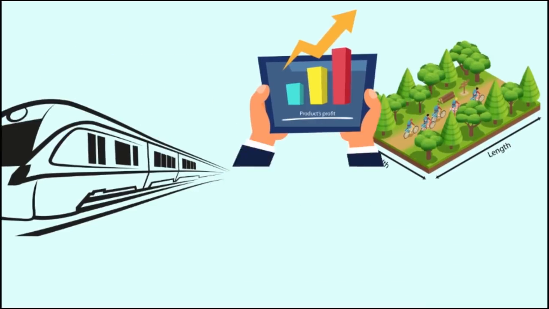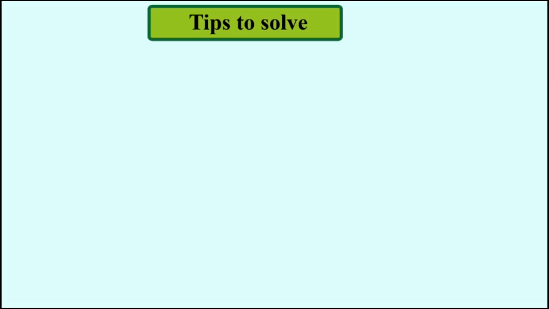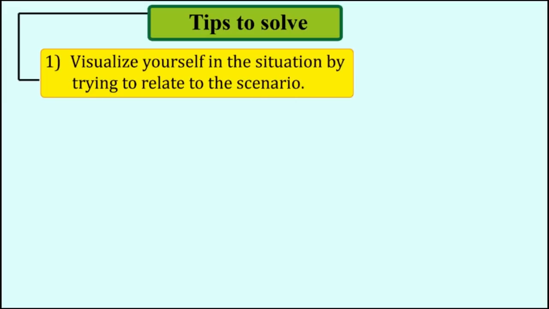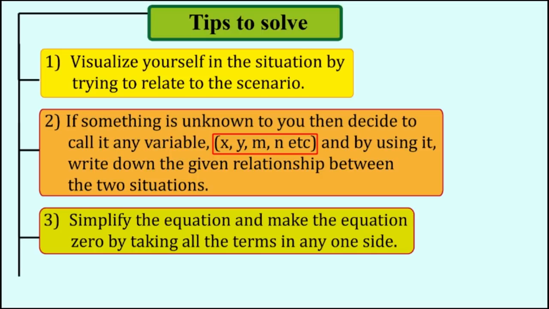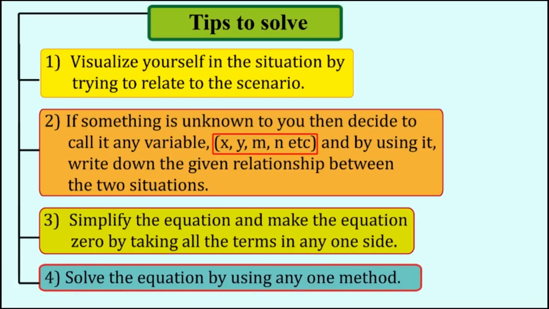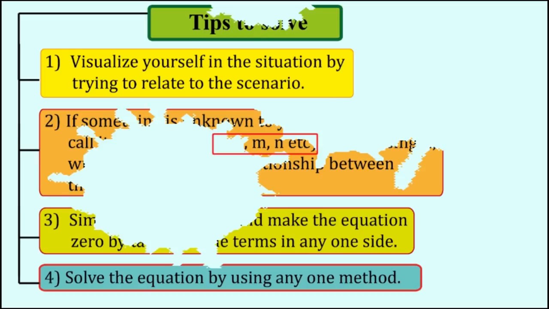Before proceeding, let's have a look at some tips to solve. Visualize yourself in the problem by trying to relate to the scenario. If something is unknown to you, then decide to call it any variable, and by using it, write down the given relationship between the two situations. Simplify the equation and solve the equation. Now let's look at the first problem.